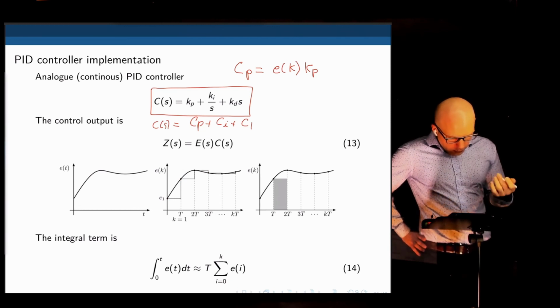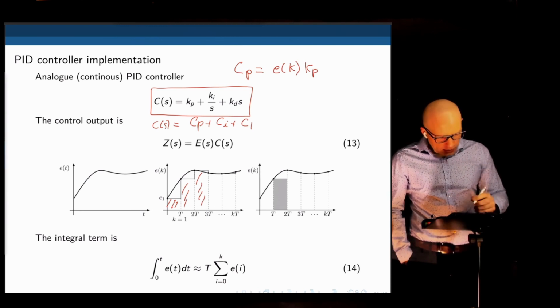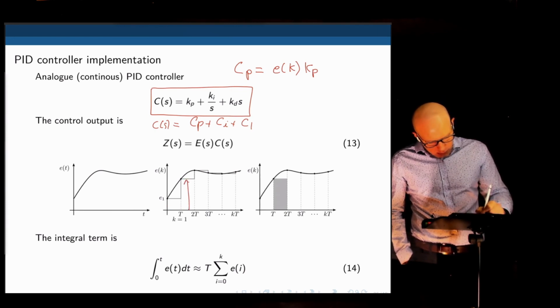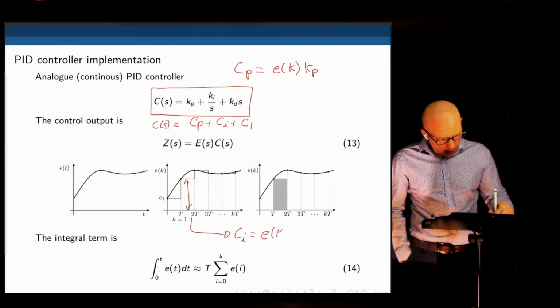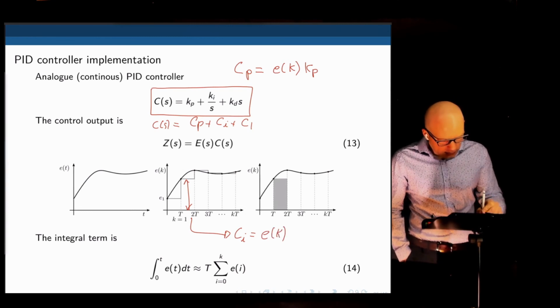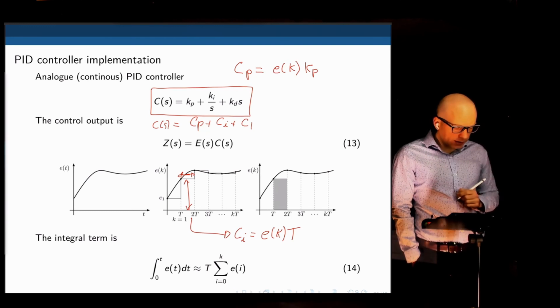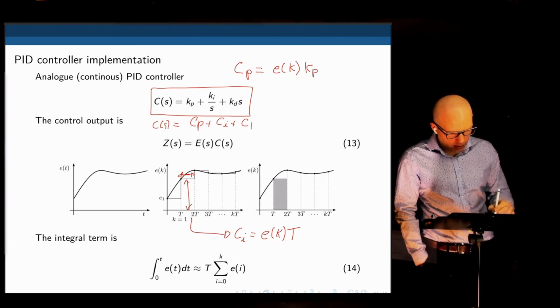So the integral gain would be this area plus this area. What is the area of one of them? The area of one of these rectangles would be the height, which is, what is the height there? It would be the error at instant K times the base here, which is T. So the error at one of them is like that. If you now want to calculate the error for the entire duration up to a certain sample K, we simply do the sum.